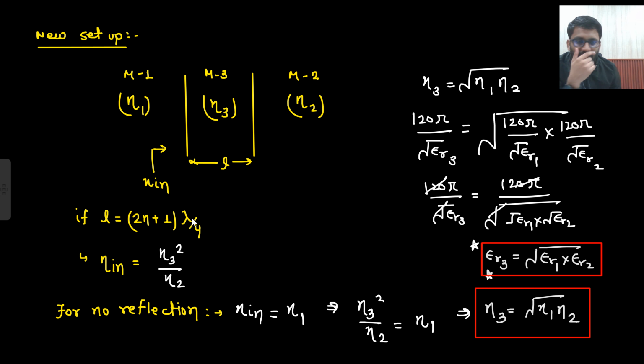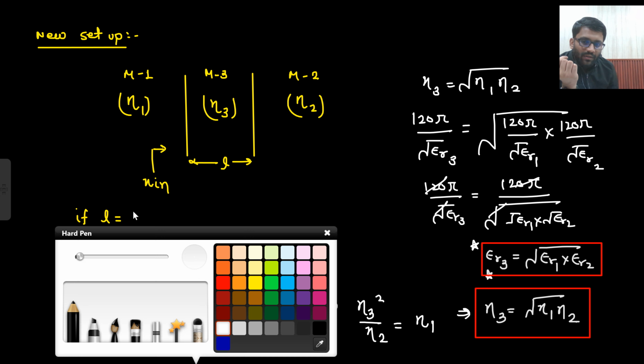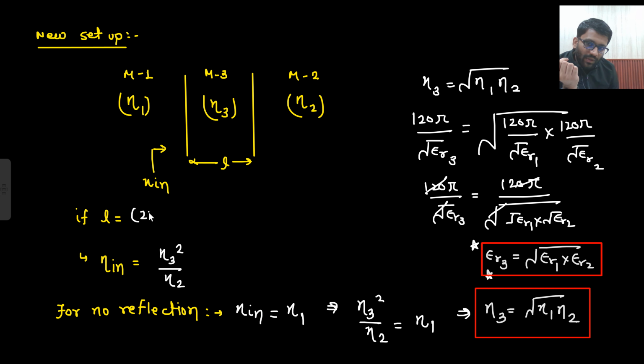But is it correct? Should I write down lambda by 4, or should I write down the odd multiple, (2n plus 1) lambda 3 by 4? This is better because this medium will have its own lambda, this medium will have its own lambda, and this medium will have its own lambda. So the length is set up for this medium, so lambda will also come for this medium only.